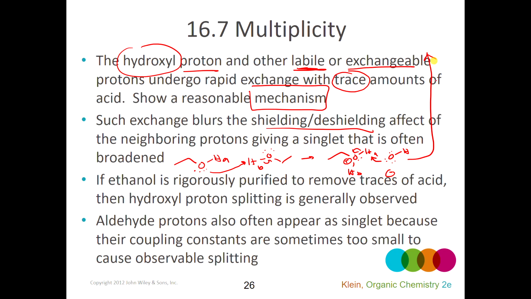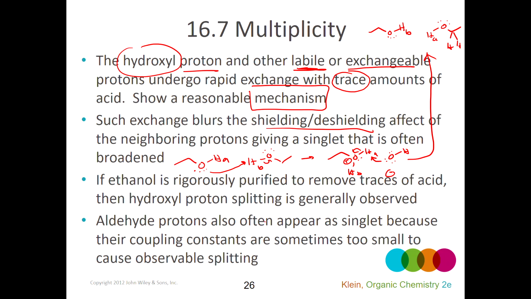which would give me the same structures, but now HB is on the first structure where A was, and HA is on the second structure where B was. So swapping back and forth through these proton transfer steps makes it so A and B aren't really on any one oxygen long enough to be split by the protons on the neighboring carbon.